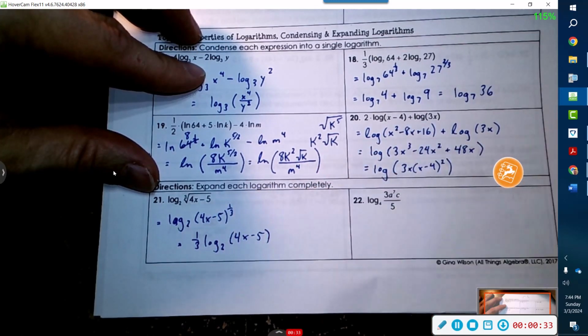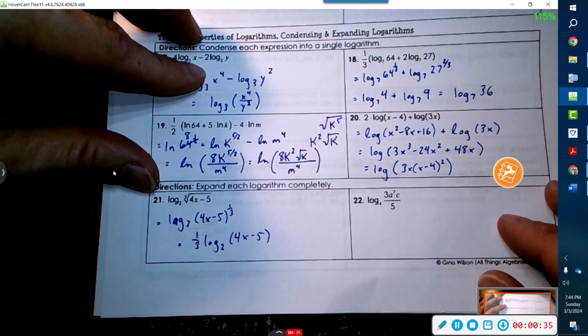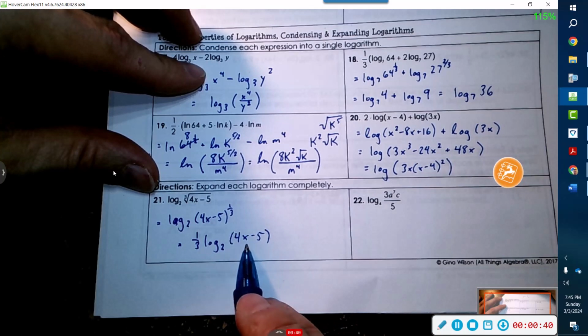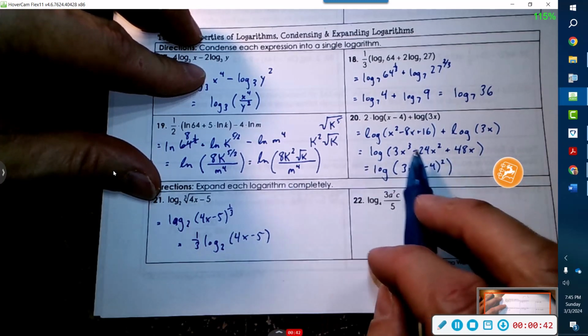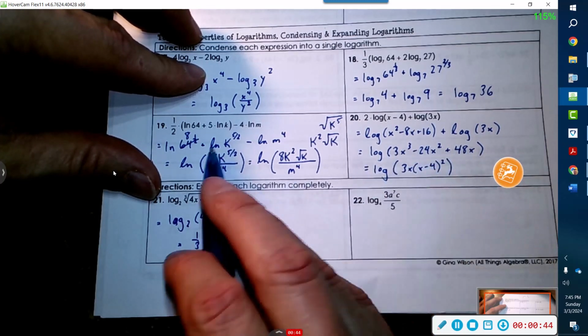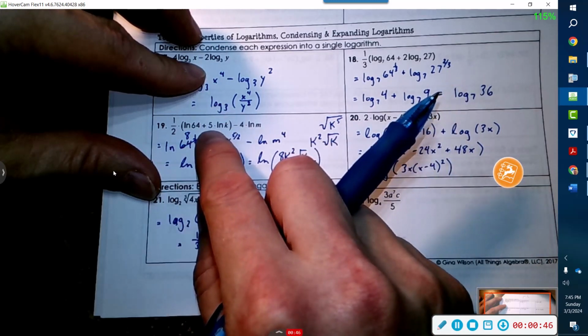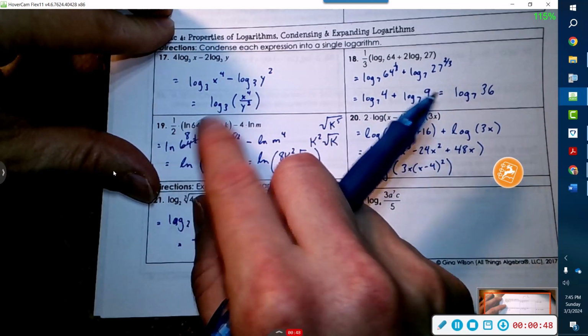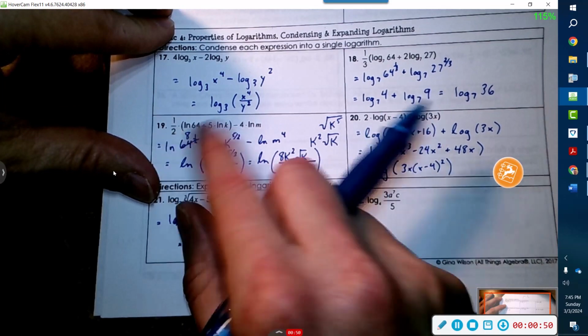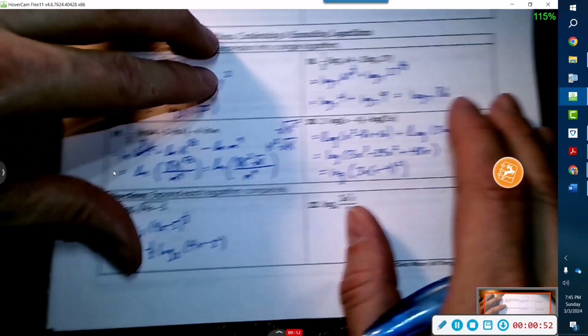Can you go any further than that? The answer is no. That's the end of the road. This is subtraction on the inside, and with subtraction on the inside, you can't do anything. It's only when you've got multiplication, or when you have subtraction or addition on the outside of the logs. When they're on the inside, there's nothing to expand.